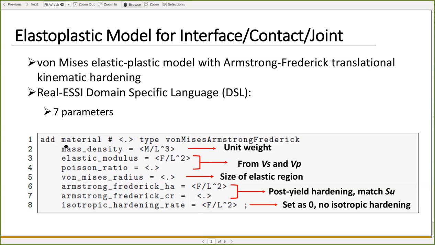The first parameter comes from the unit weight of your soil. We also have 2 parameters for the elasticity that can be calculated from the shear wave velocity and the P wave velocity. We also have the Mises radius that will control the size of the elastic region. And there are another 2 parameters, Armstrong-Frederick HA and Armstrong-Frederick CR, that will control your post-yielding hardening behavior. We calibrate these 2 parameters to match the undrained shear strength of your clay. For the isotropic hardening rate, we always set it as 0 in the modeling of clay because we do not want isotropic hardening for the soil behavior.